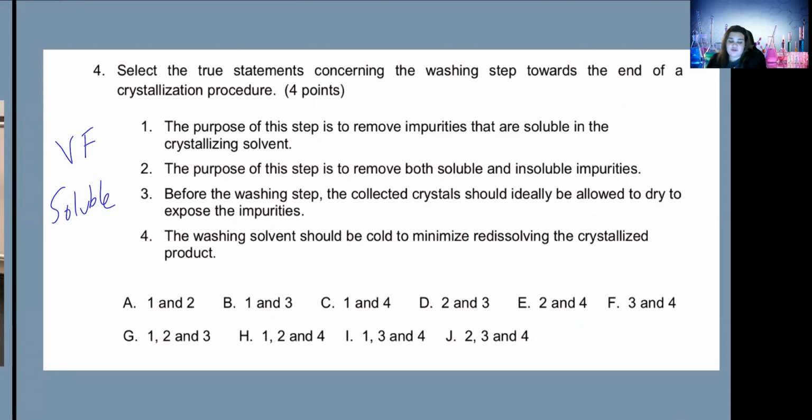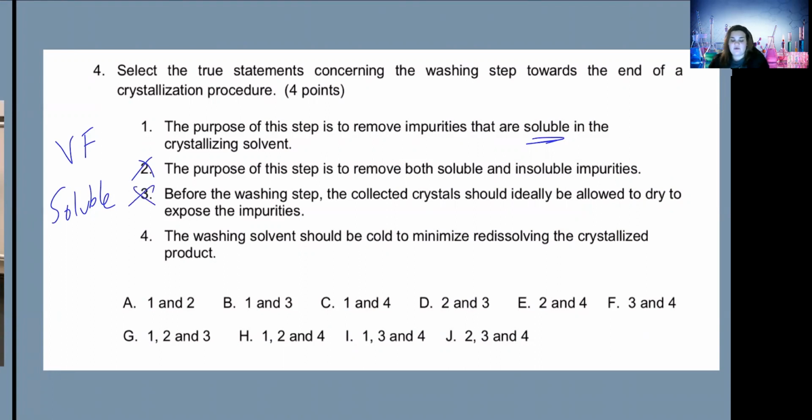So let's read through these choices. Number 1, the purpose of this step is to remove impurities that are soluble in the crystallizing solvent. I love it. It's got our word in there. Sounds pretty darn good. Let's keep going. The purpose of this step is to remove both soluble and insoluble impurities. That is an incorrect statement. Any insoluble impurities should have been removed during hot filtration. Next up, before the washing steps, the collected crystals should ideally be allowed to dry to expose the impurities. That doesn't make any sense. Okay, that's a crap answer.